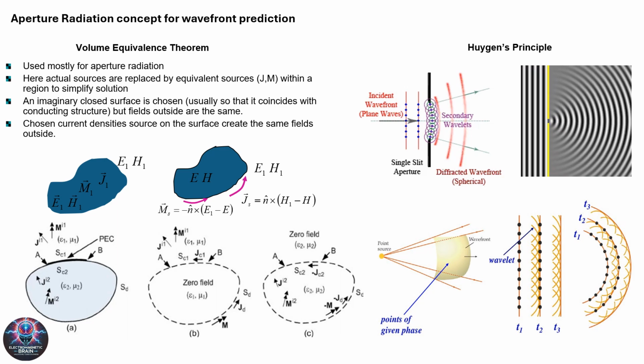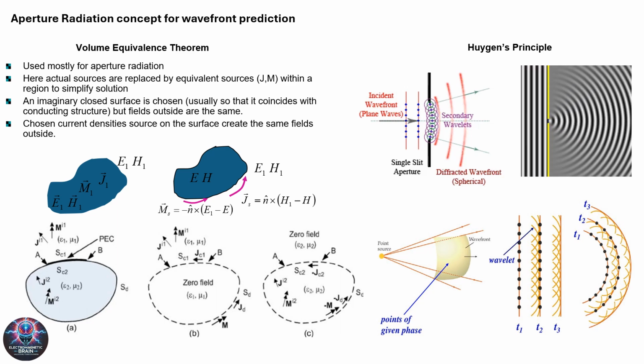produce the same fields outside a certain volume, while Figure C shows the asterisk internal equivalence, where the equivalent sources produce the same fields inside the volume. These equivalent representations simplify complex electromagnetic problems, making them easier to analyze and solve.